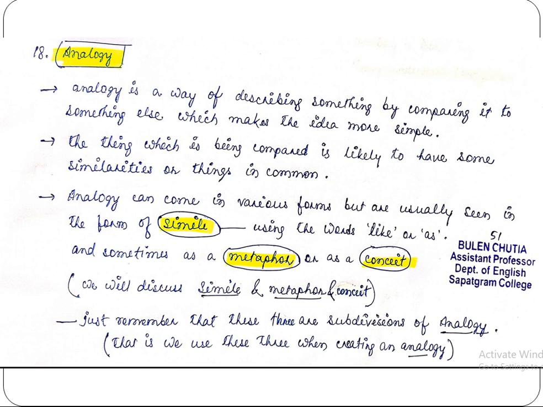Analogy can have various forms, but is usually seen in the form of simile, metaphor, and conceit. That is, analogy is a broader term, and within an analogy, we can see the use of simile, metaphor, and conceit. To create an analogy, we take the help of simile, metaphor, and conceit. We will discuss these three terms in our later classes because these are other literary terms. Just remember that these three are the subdivisions and components, very essential for creating an analogy.